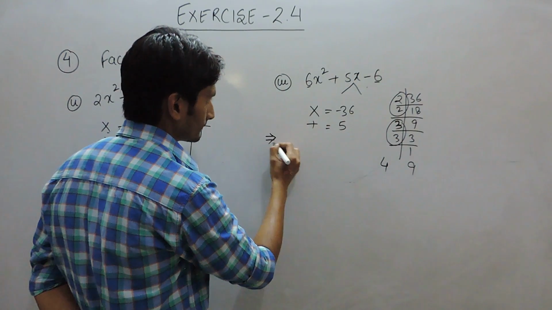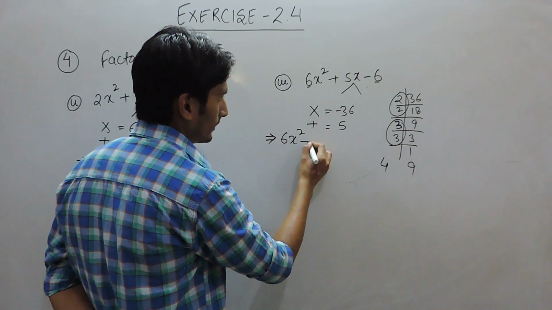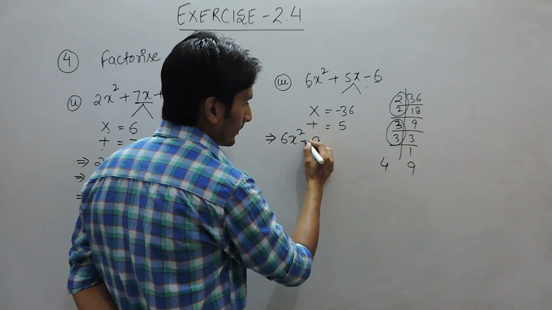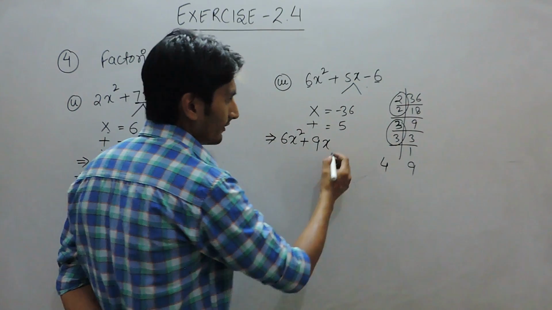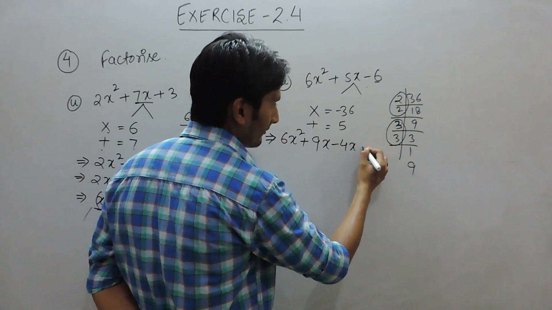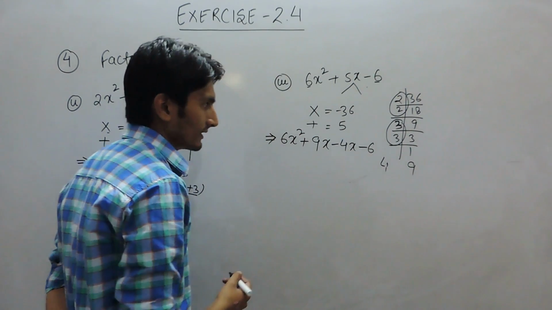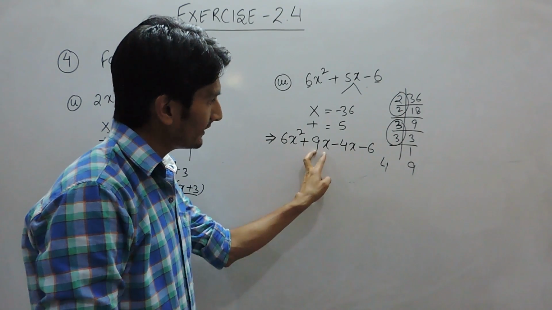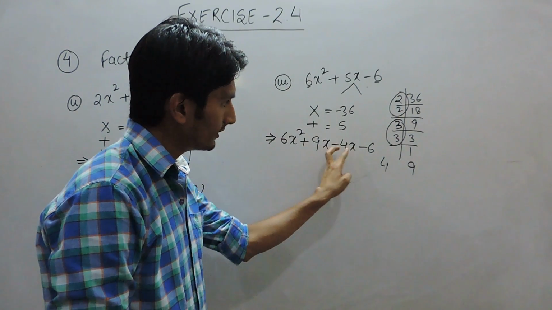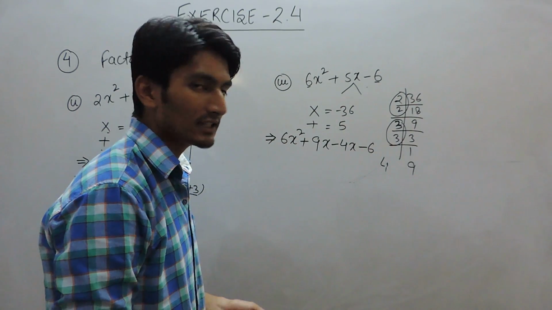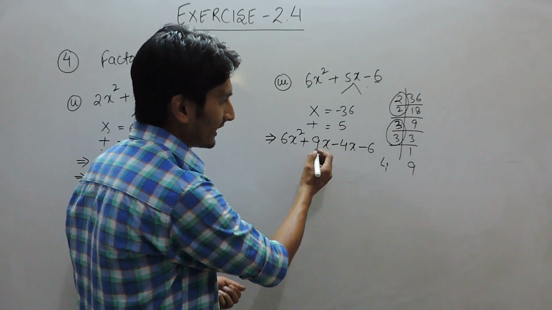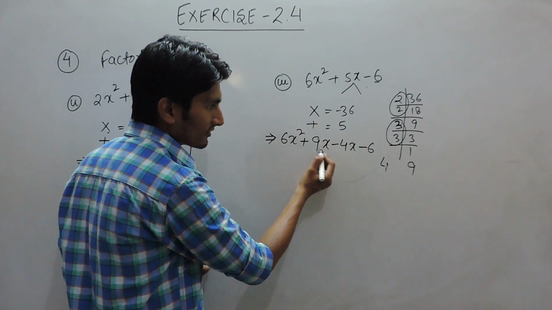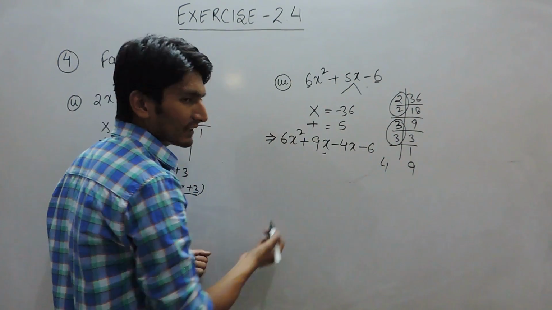So 9 into 4 is actually 36, and 9 minus 4 is 5. So this is 6x square. Obviously, because we are subtracting, one value should be positive and another should be negative, and the last will remain as it is. The greater value is positive because when these two are subtracted, the result should be plus 5x, so the greater value must have the positive sign. That is why we are putting the positive sign in front of the greater number.